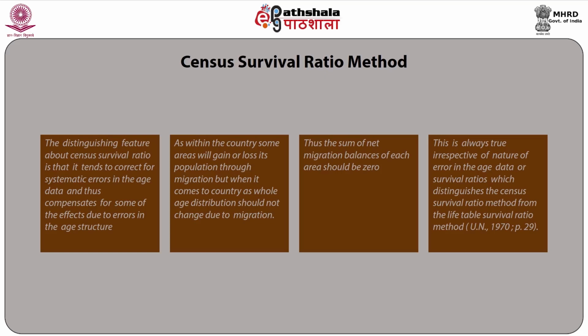Within the country, some areas will gain or lose population through migration, but when it comes to the country as a whole, age distribution should not change due to migration. Thus, the sum of net migration balances of each area should be 0. This is always true irrespective of the nature of error in the age data or survival ratios, which distinguishes the census survival ratio method from the life table survival ratio method. UN 1970, page number 29.